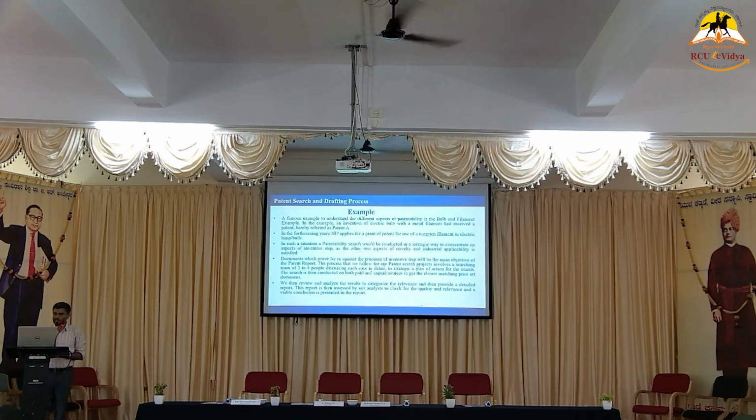The process that we follow for our patent search projects involves a searching team of 3 to 4 people. Like in a journal, 3-4 reviewers will go through our journal, similarly in a patent, 3-4 experts of that particular domain will be there. They go through each and every aspect and give a summary of A and B, whatever they have done, each case in detail, to plan a strategic course of action for the search.